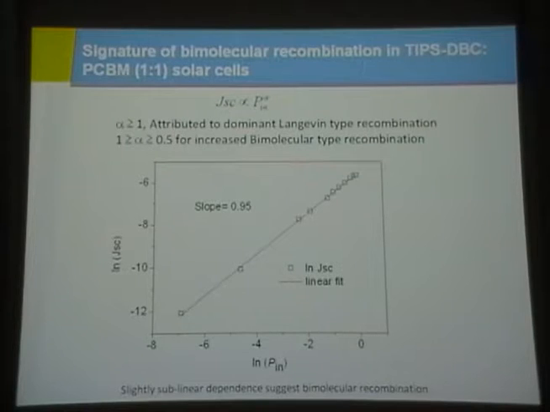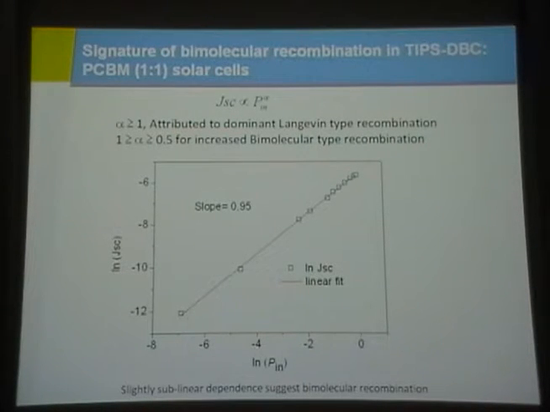In general, in university laboratory experiments, if you have solar cells and measure the solar cell efficiency using AM1.5 light, it's a very quick and easy experiment. Measure the current density as a function of power density, and measure this exponent alpha. Typically, if alpha is greater than 1, people attribute this to dominant trap-type recombination. And if alpha is between 1 and 0.5, people say it's dominant bimolecular-type recombination.